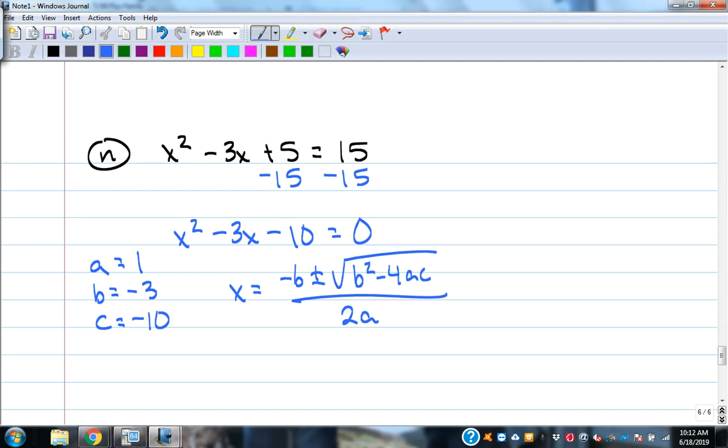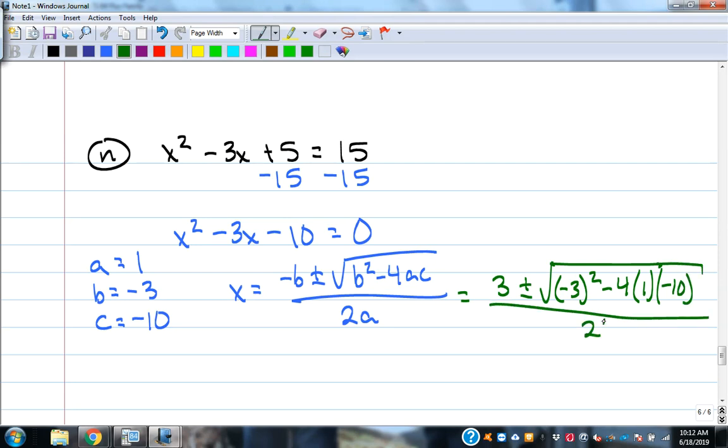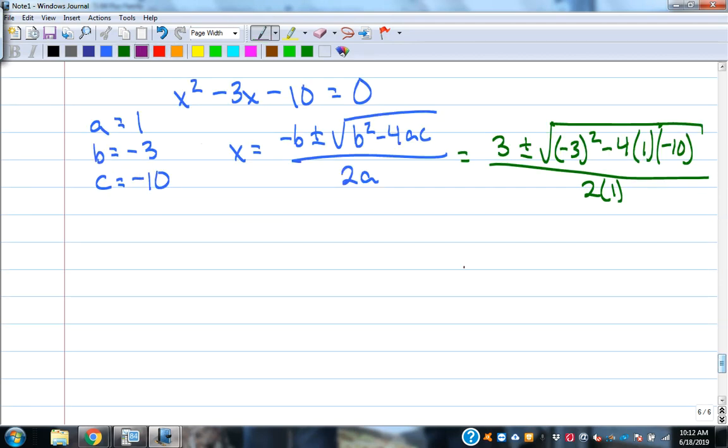So next thing, plug in your stuff. Negative b, so that's a -3. So negative makes it +3 plus or minus -3 squared. 4 times a times c is -10 this time, over 2 times a. A was 1 again. And then we're going to simplify that as we go here.